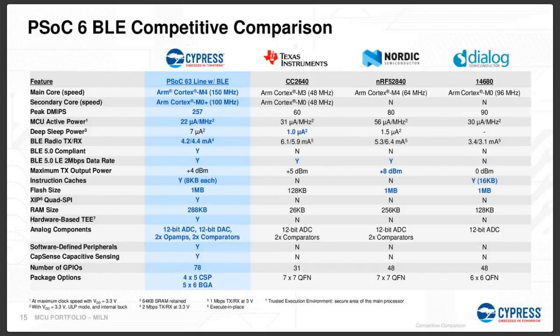PSoC 6 is BLE 5.0 compliant, and it includes the 2 megabit per second data rate for the BLE. One other thing that I should point out, this has a flash size, as you see in this chart, of 1 megabyte. PSoC 6 has several different options. We have a 2 megabyte flash option, a 1 megabyte flash option, and there's also a 512K flash option.